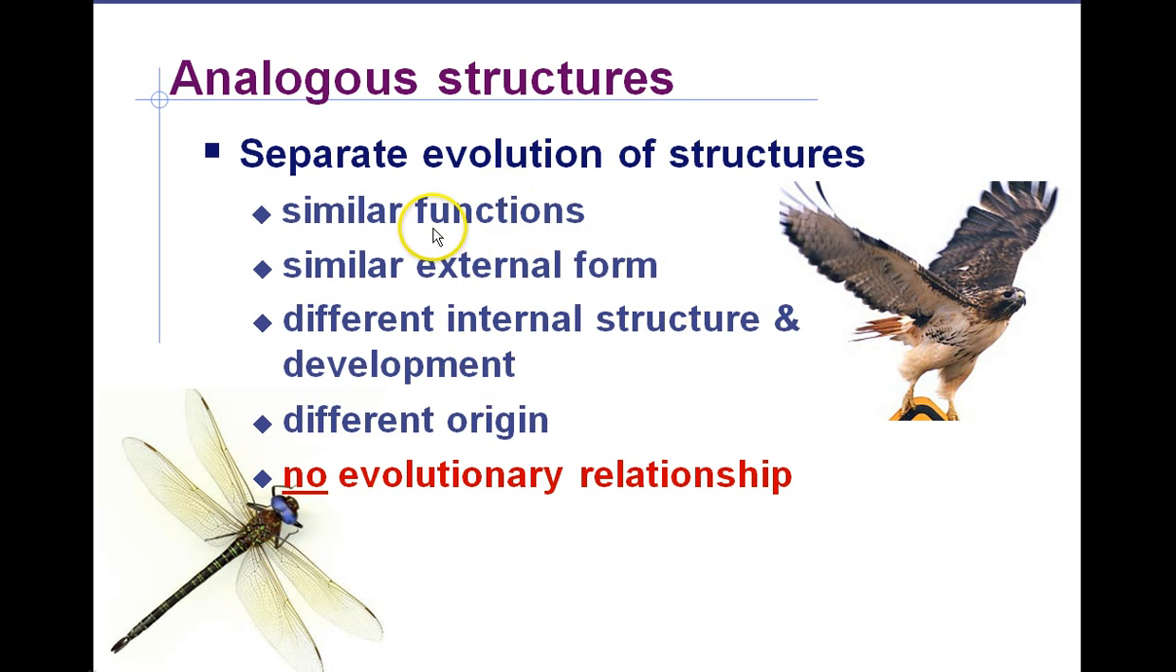However, even though they might have a similar external form, they're shaped very similar as far as wide surface area, their internal structures and development are much different, and there's a different origin for these wings. So this implies no close evolutionary relationship. Now, of course, if you go far enough back in time, hundreds of millions of years, we can find a common ancestor. But as far as any recent common ancestor, that doesn't exist.